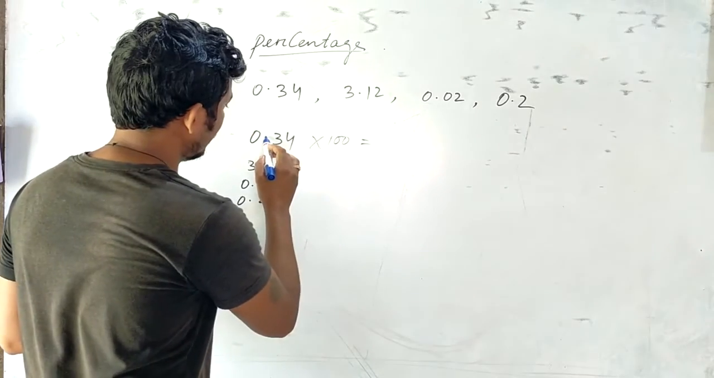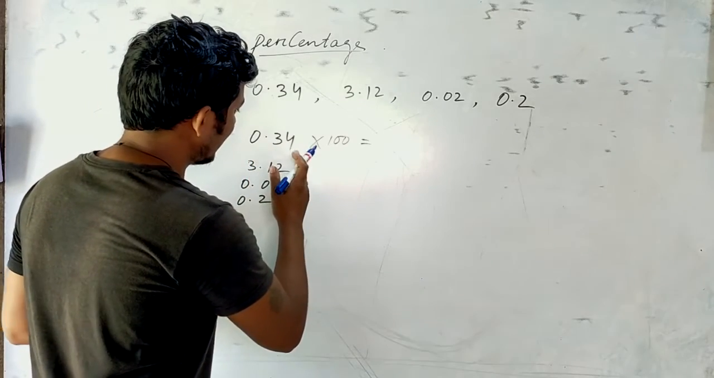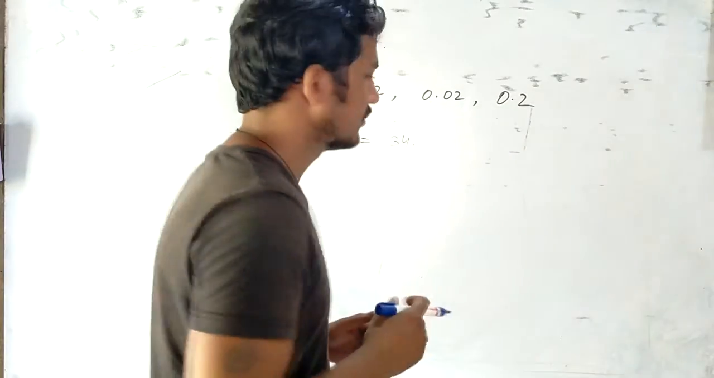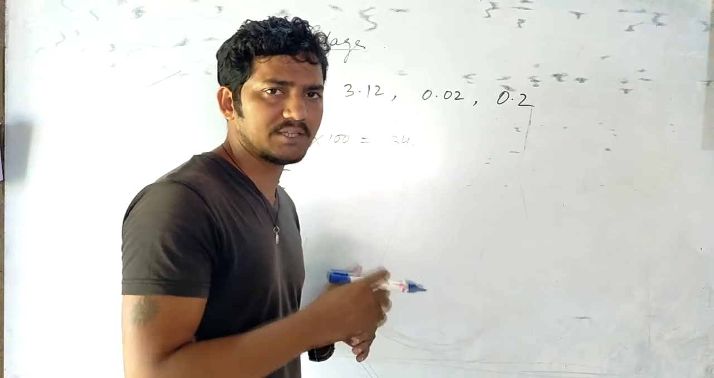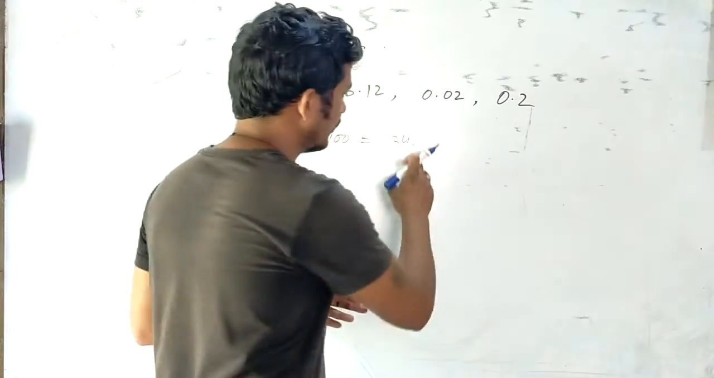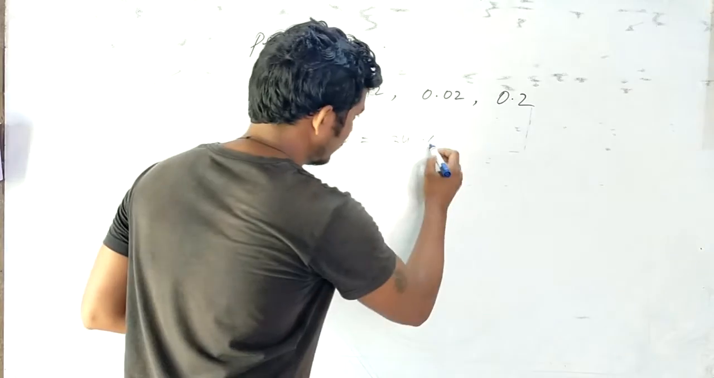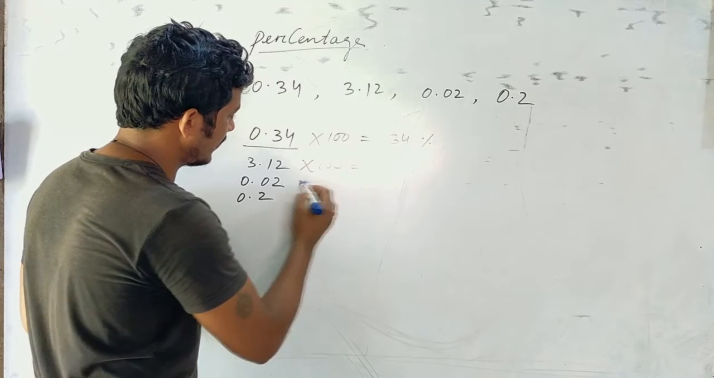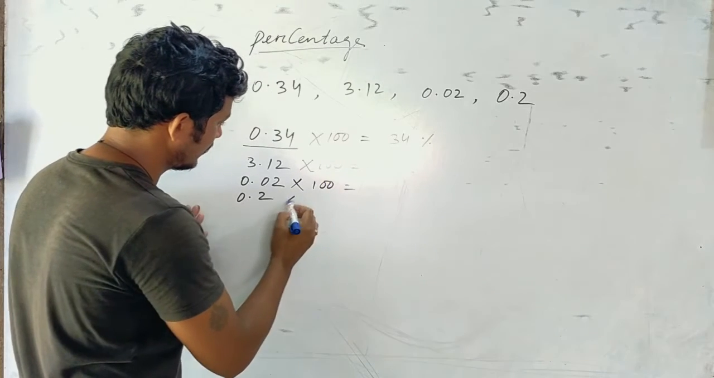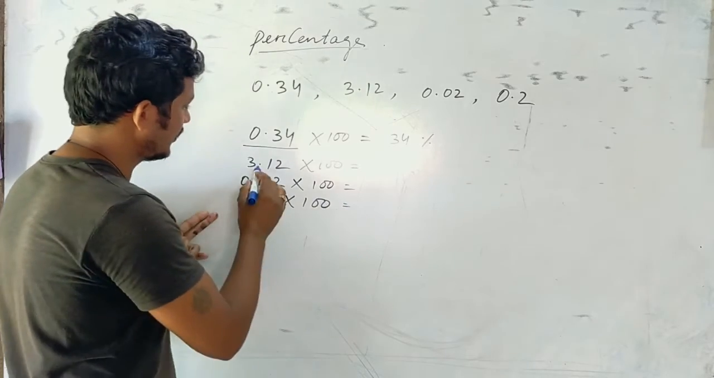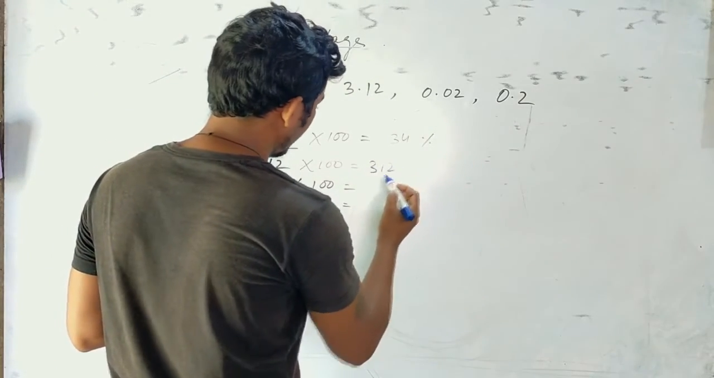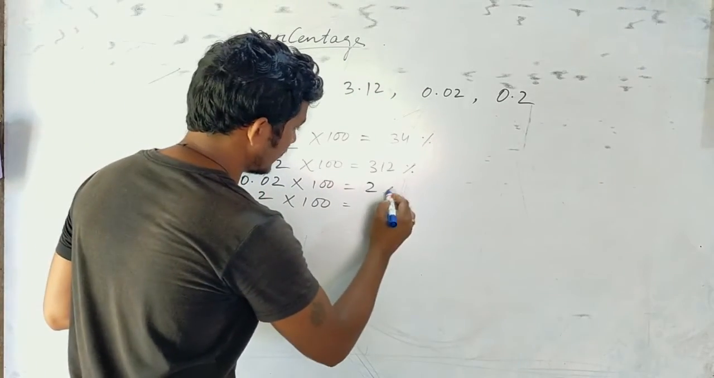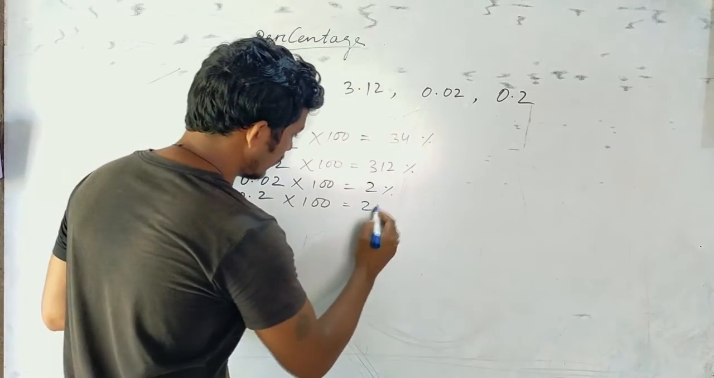The decimal point is here. If you move the decimal point forward by 2 digits, then it will be here. As we know, generally the decimal point is not written after the ones place. So omit it and just put a percentage sign after multiplying 100 with all the decimal numbers. Here we will have 34%, 312%, and simply it's 2%, and this is 20%.